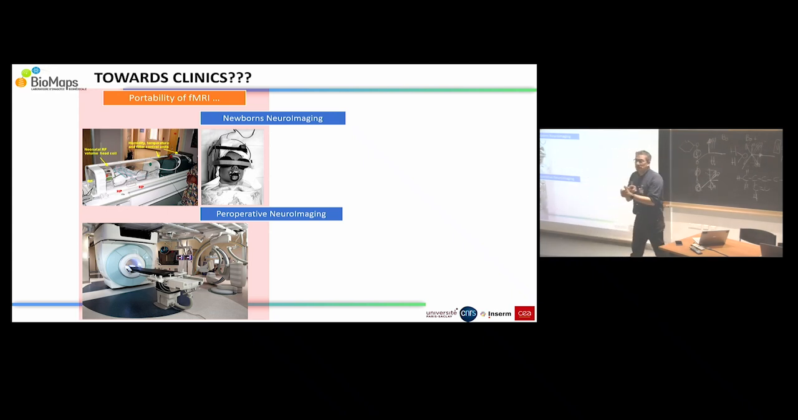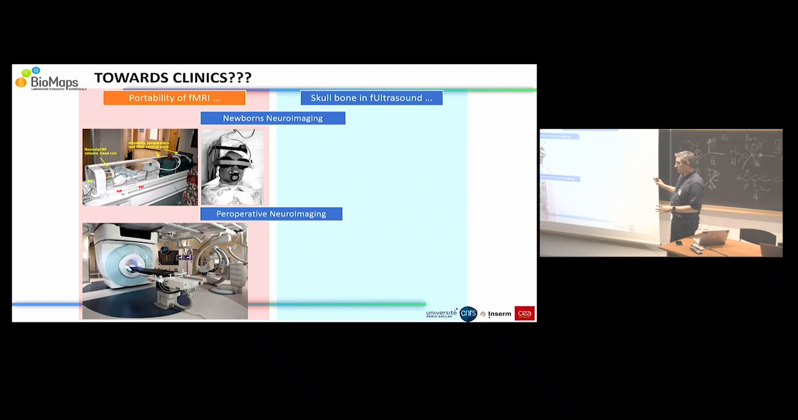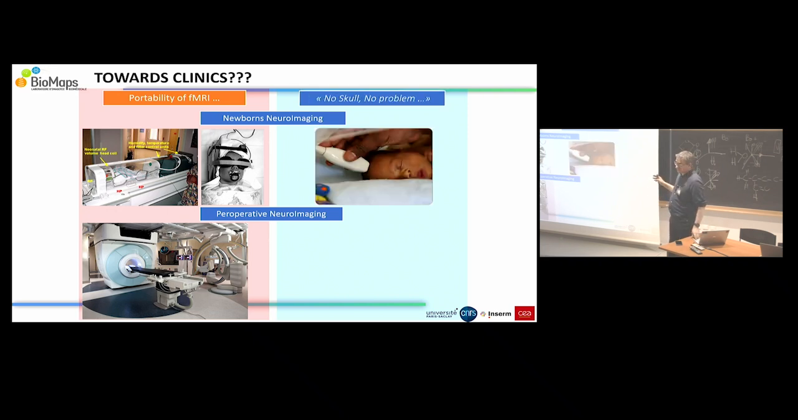But for the babies, you need to have a magnetic incubator, how do you say it, I don't remember, but a magnetic thing if you want to study the brain on newborns. And in neurosurgery, you can do perioperative imaging, but it's quite complex because the field is very complicated. It can be done, but it's complex. So in these two small areas, ultrasound has its place.